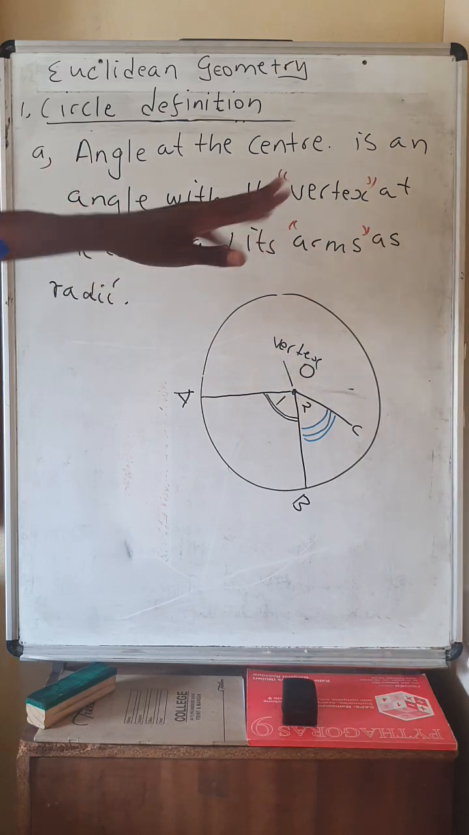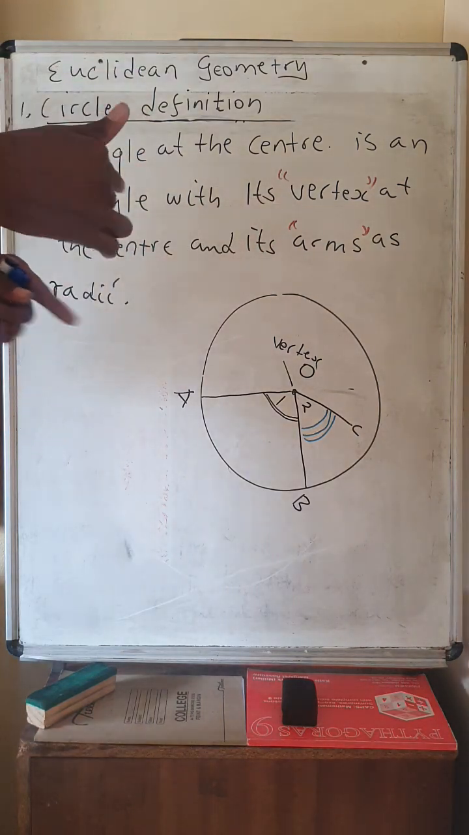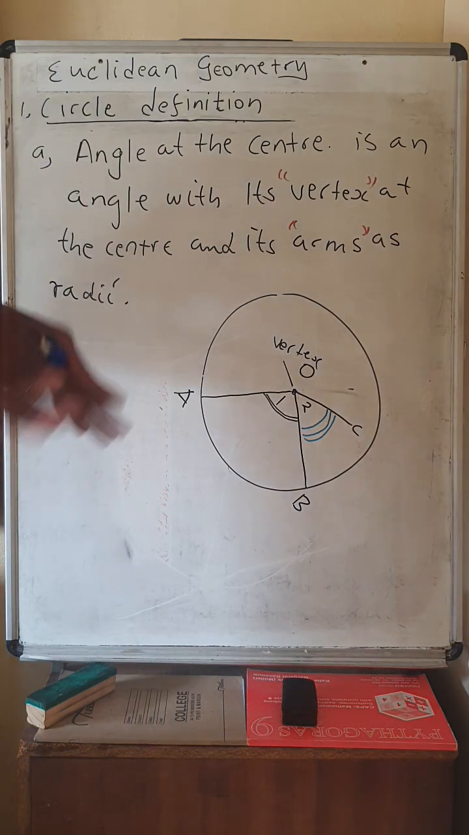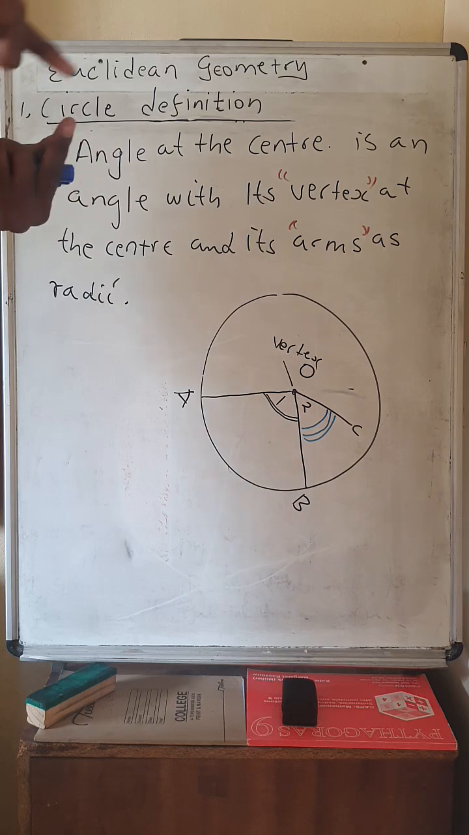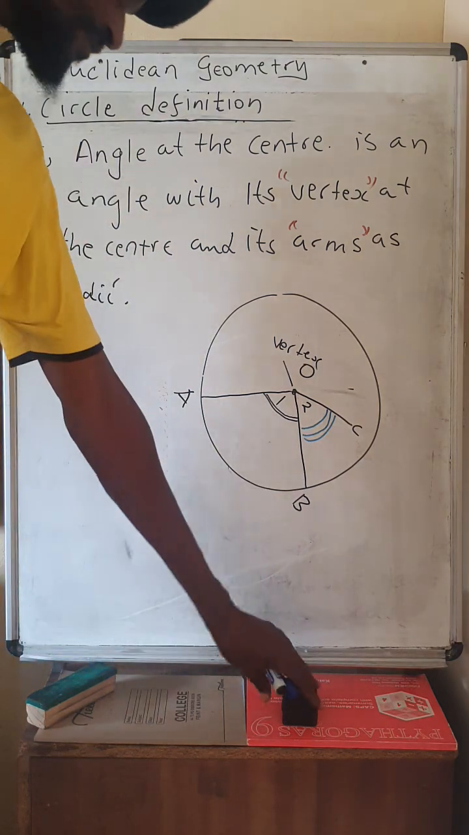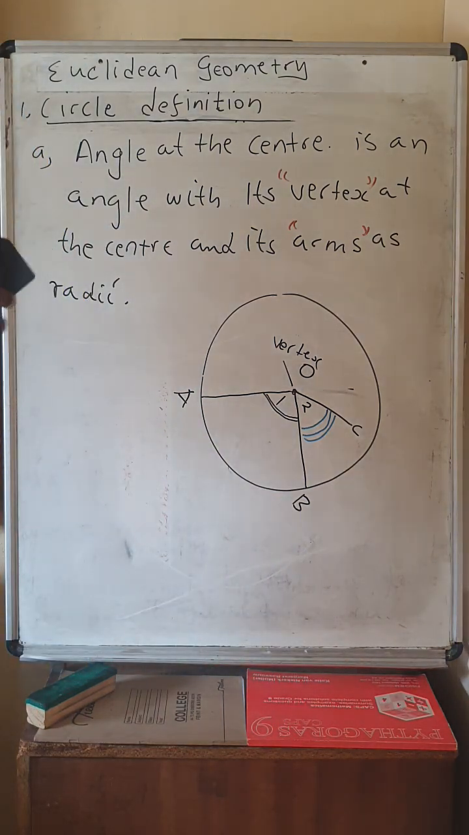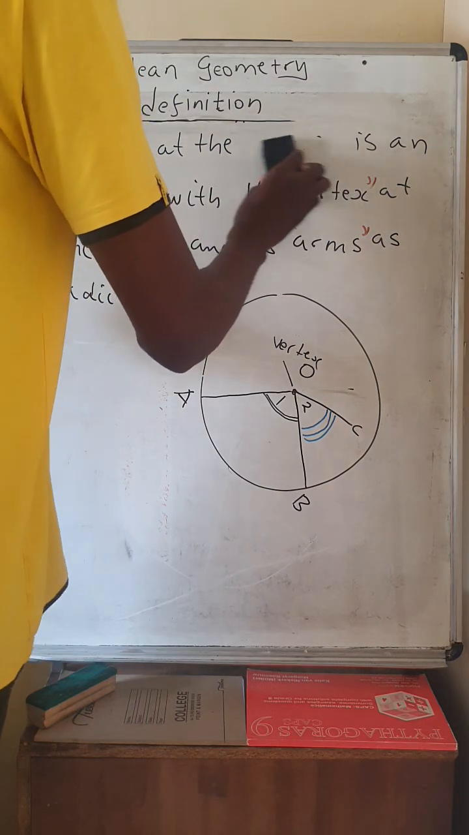So that's what we mean. You check the vertex and the arms. The vertex must be at the center and the arms must be radii. Then that angle will be at the center. You don't only concentrate on the vertex. I need both conditions to be met. So now let us go to the next one. The next one is angle at the circumference.